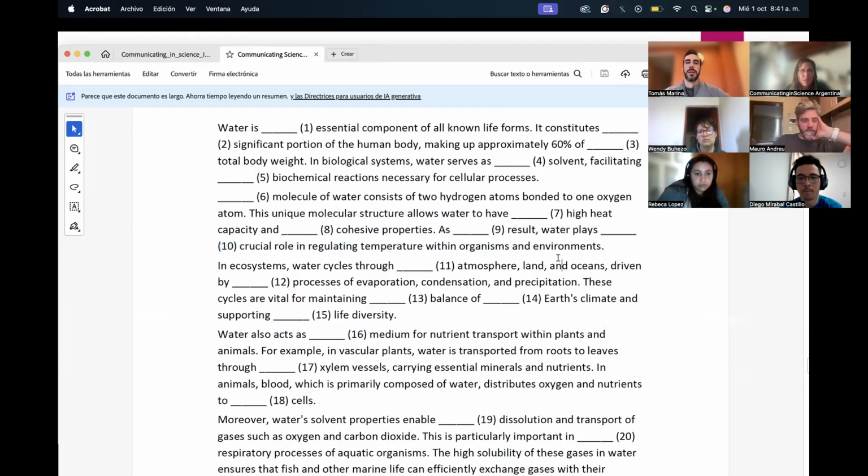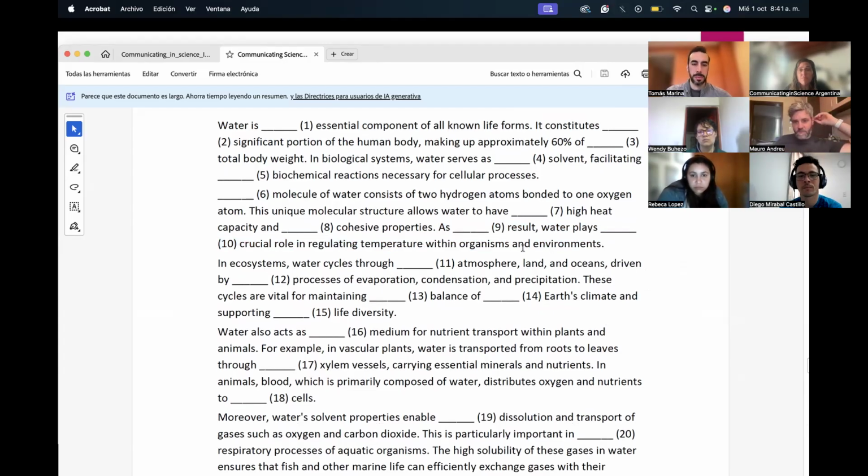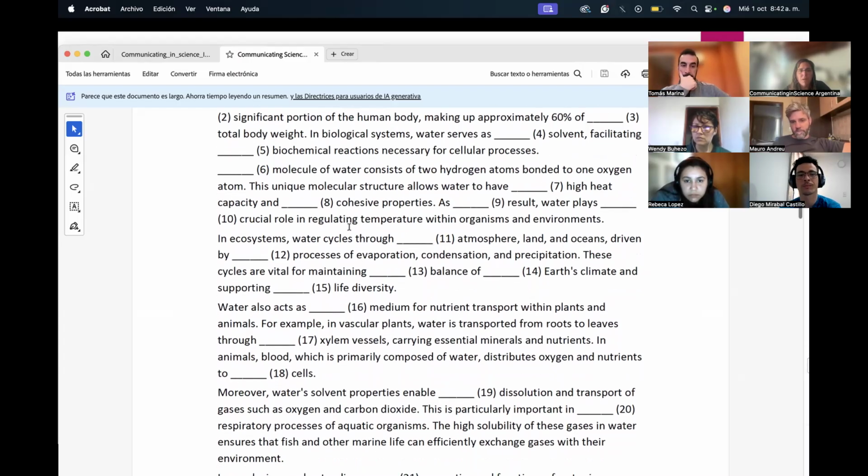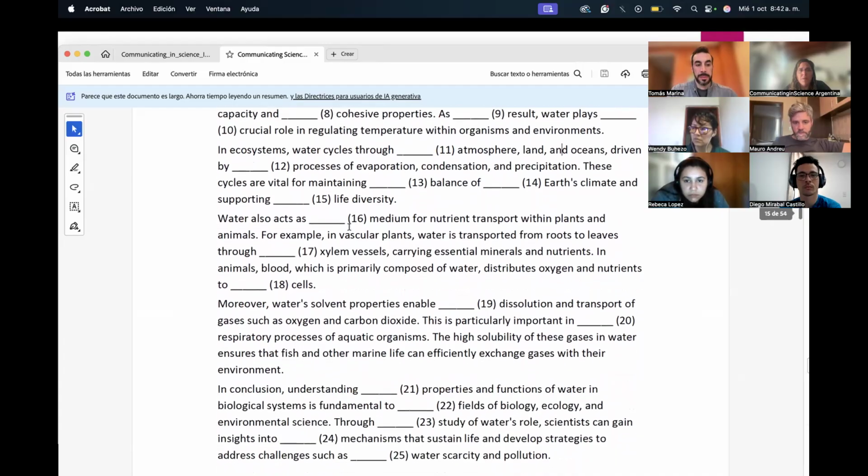You can also use a possessive or demonstrative, so you can say as this result, but then you are referring to a specific result that you previously described. But in this case, since you're not referring to any specific result, the correct way of using the indefinite article is to use as a result. Perfect. Okay. Thanks.